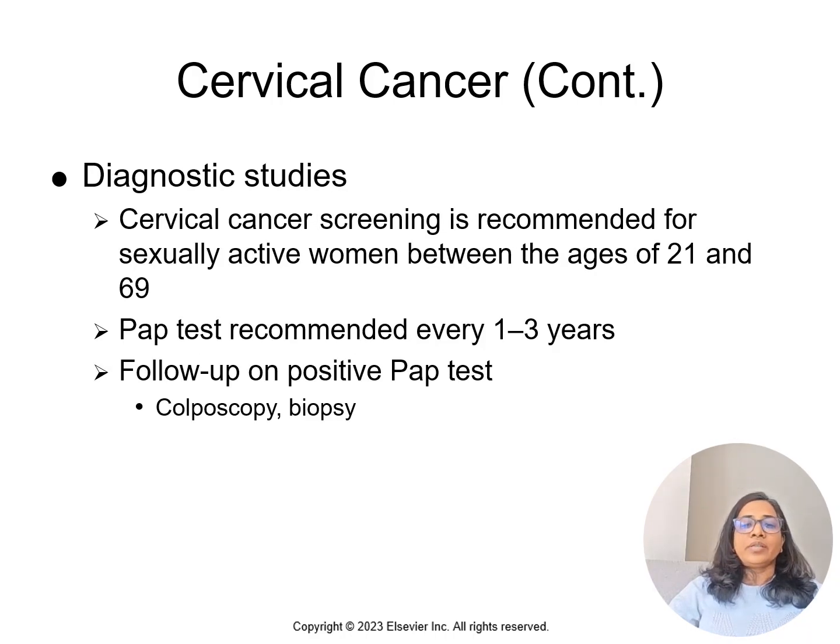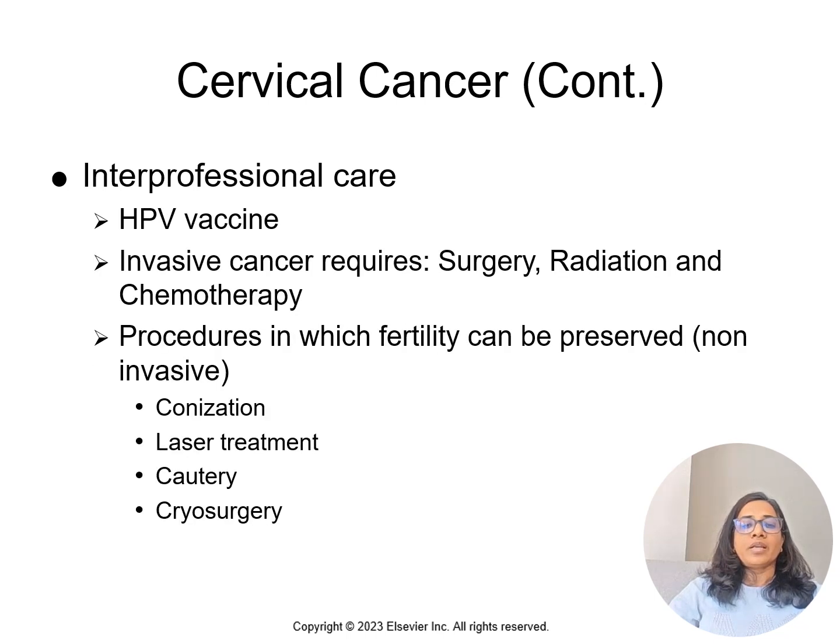For diagnostic tests, we usually recommend people go for screening between 21 and 69. A pap test is usually recommended every 1 to 3 years. And then the HPV vaccine is another way of preventing cancer. Other treatments include surgeries, radiation, and chemotherapy, depending on the cause or the stage of the cancer.